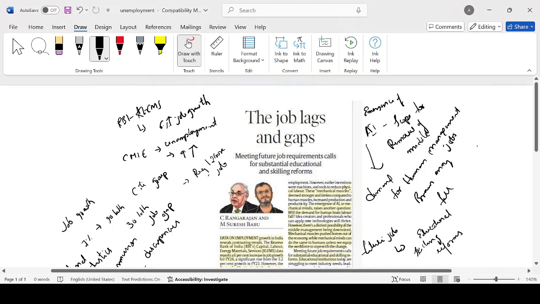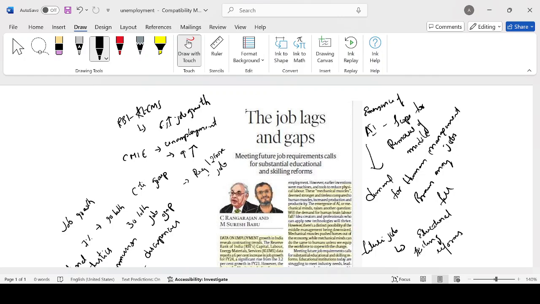In this article, the columnist tries to explain the various trends in the employment growth rate. They also try to address the problem of why enough employment is not generated to meet the demand, and they give solutions on what needs to be done to cater to these demands of employment generation. So what do they say?